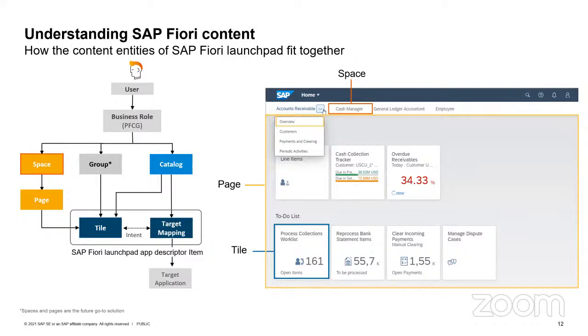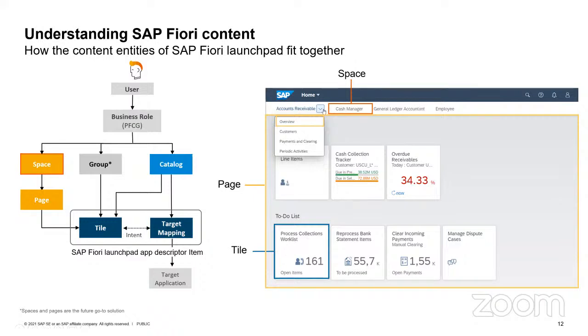So before we now go to a demo, I just want to recap the different content entities which we will talk about and which we'll maintain then in the demo. Starting with the target application, the Fiori app you developed, for example. For this application, which you want to start from the Launchpad, you need to define a tile. A tile is a visual part, which we then see on the Launchpad here on the right-hand side.